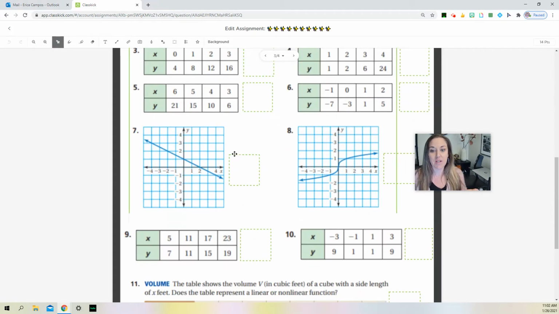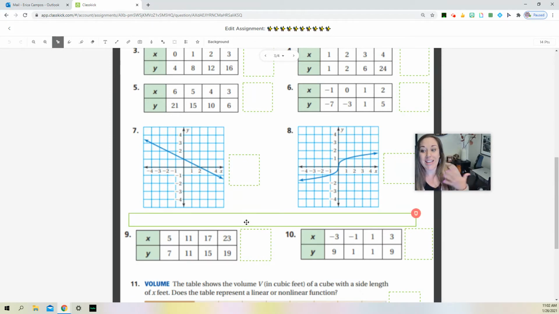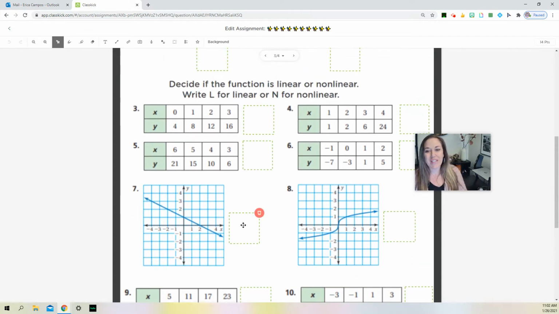When we're talking about linear and nonlinear functions, it's pretty easy when you have a graph to look at. For example, down here, number 7 and 8, if it's a line, it's linear. If it's not a line, it's not linear. So those ones are fairly easy.